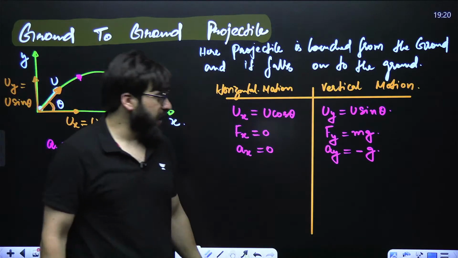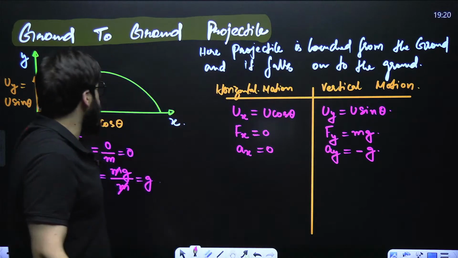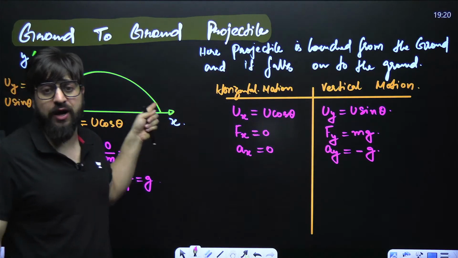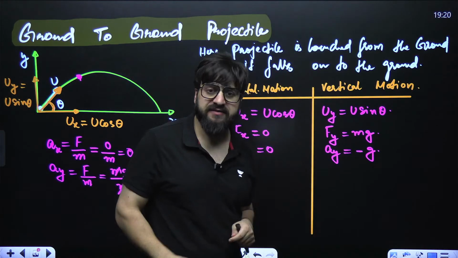Why should we take minus g? Because force mg is always downwards. If force mg is downwards, we say acceleration is always downwards. So I say take it always negative.